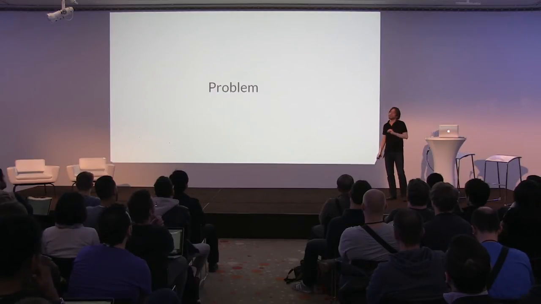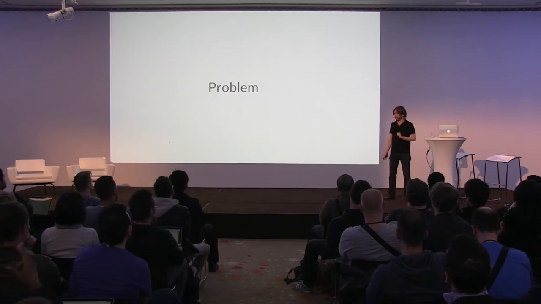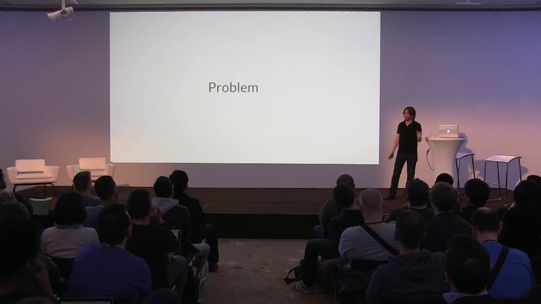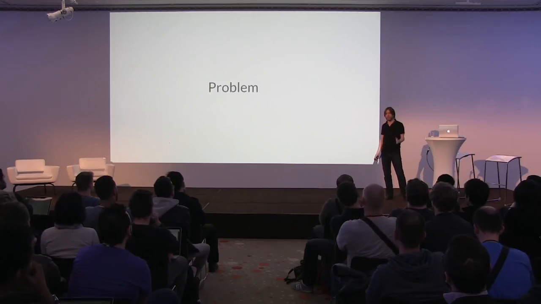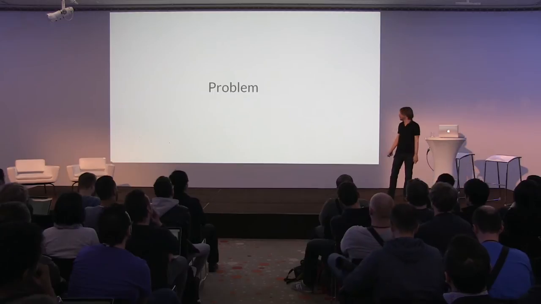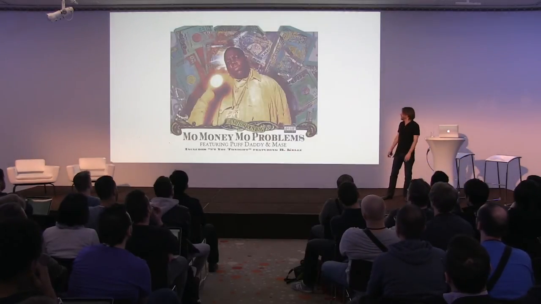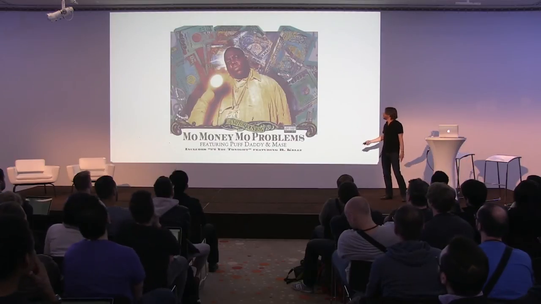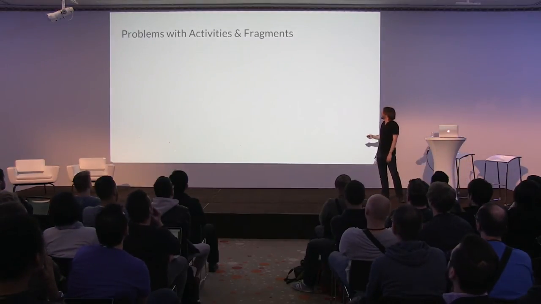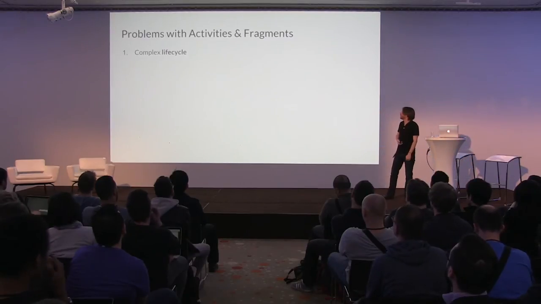Now, if that was the only problem, if there was just this nightmare of a life cycle, I might have said, okay, I'm going to use it the simpler way, and I'm going to use fragments. But that's not the only problem, unfortunately. And as you know, more money, more problems. So what is the problem? What are the problems with the activities in the fragments?